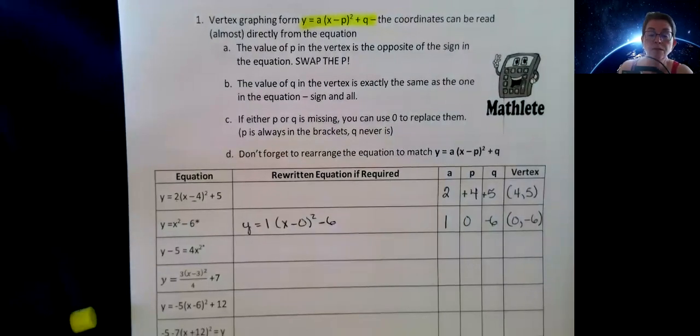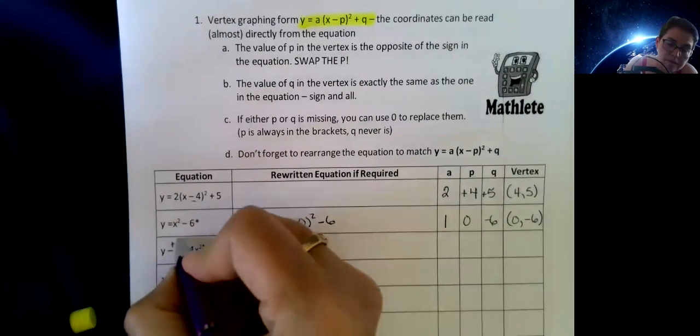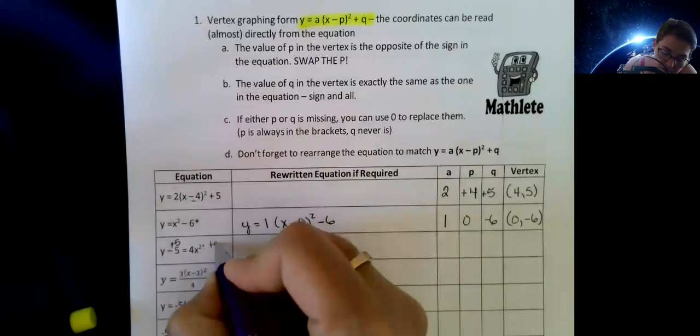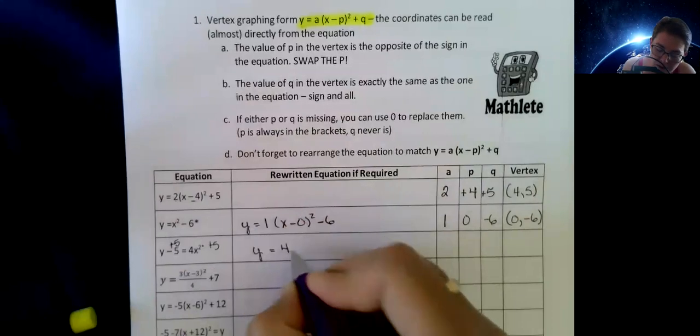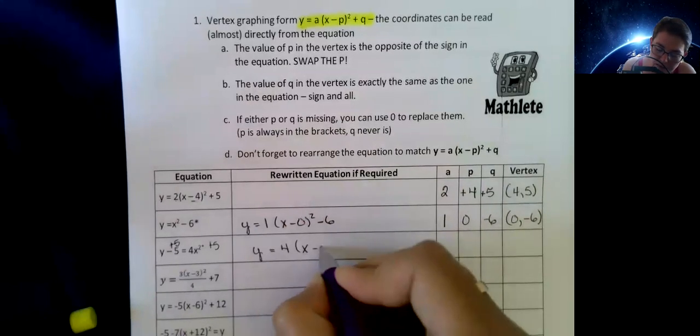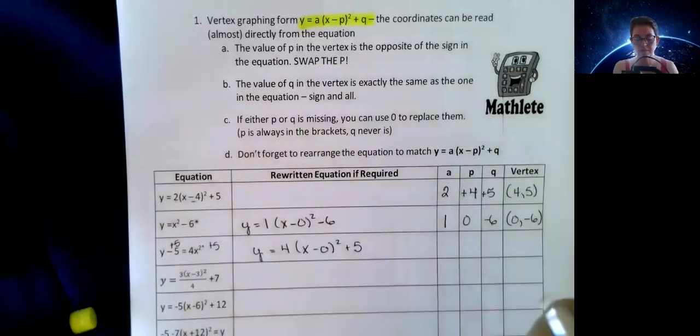The next one, what should we do first? Yes, we do need to rewrite it. So I need to go +5 and +5. I'm going to get y is equal to 4, x minus 0 squared plus 5.